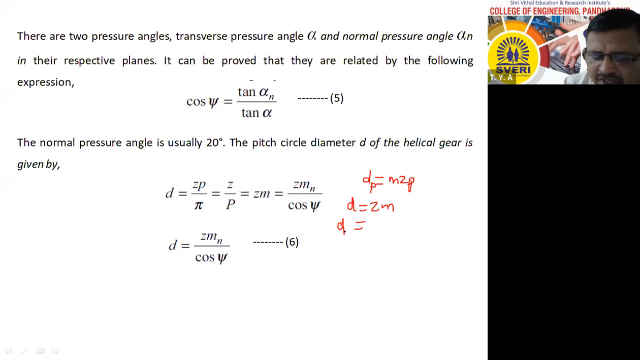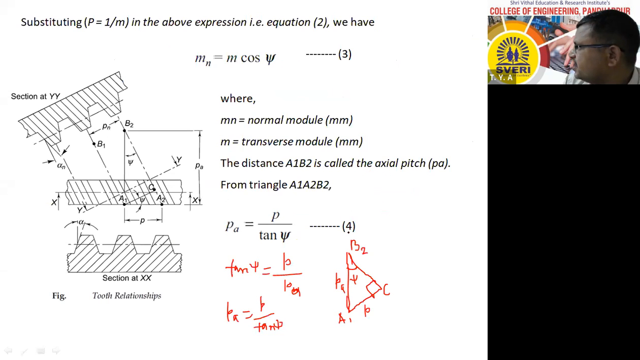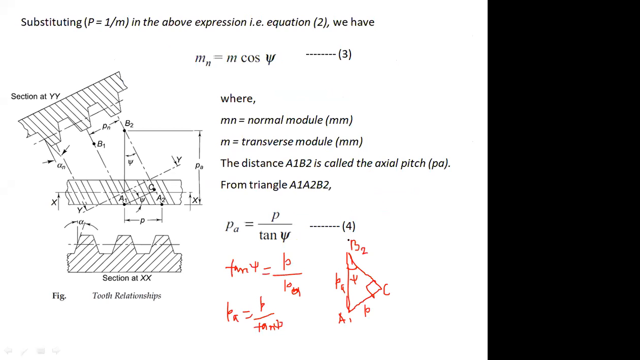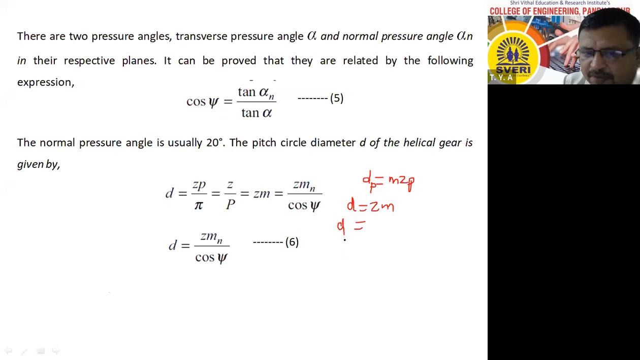D is equal to, आपण हे इक्वेशन बघितले, इक्वेशन 3. इक्वेशन 3 वरून M ची व्हॅल्यू काय येणार? M is equal to Mn upon cos psi. ती व्हॅल्यू आपण इथे सबस्टिट्यूट करायची. D is equal to Z Mn upon cos psi. लक्षात आलं का? This is the formula for pitch circle diameter of helical gear. समजलं का? Write down equation number 6.